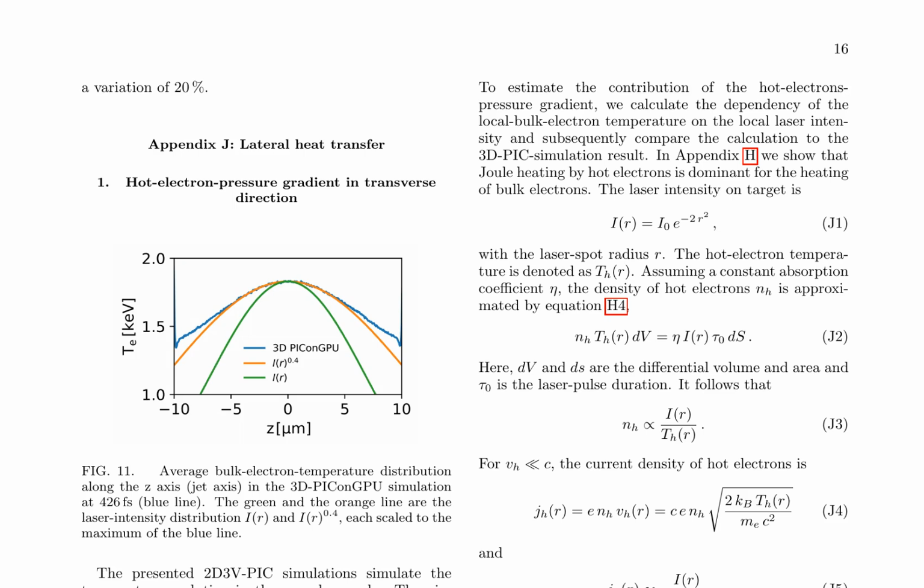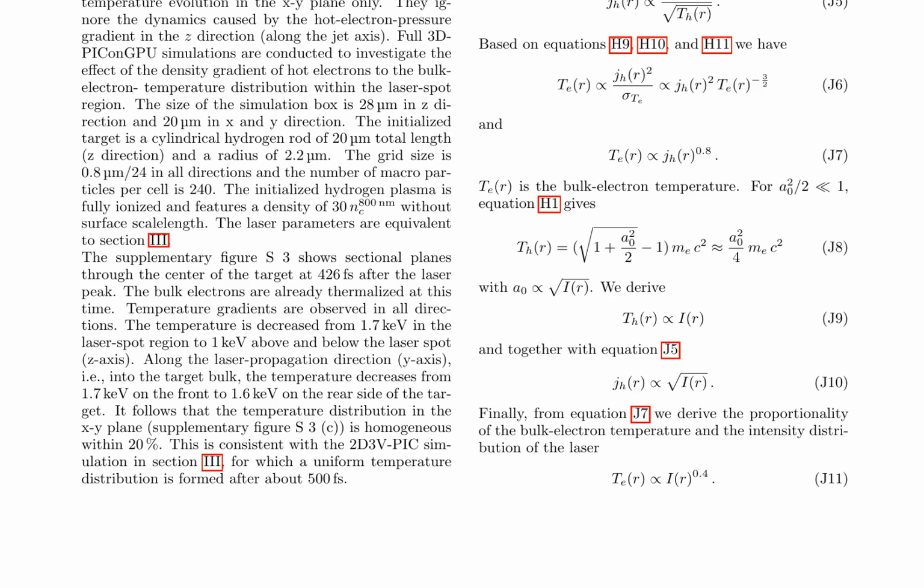The results, shown in Figure 11, exhibit temperature gradients in all directions, with a decrease from 1.7 keV in the laser spot region to 1 keV above and below the laser spot. The temperature distribution in the XY plane is homogeneous within 20%, consistent with the 2D 3V PIC simulation.